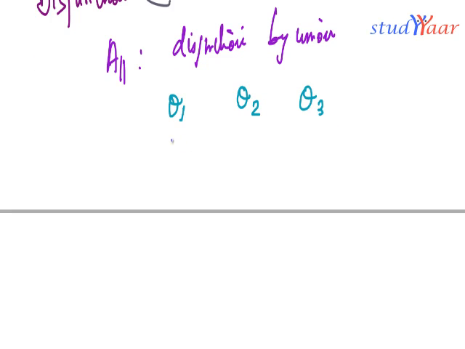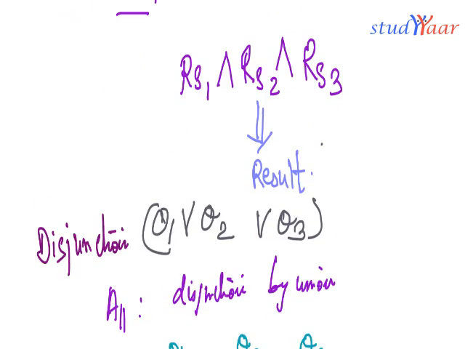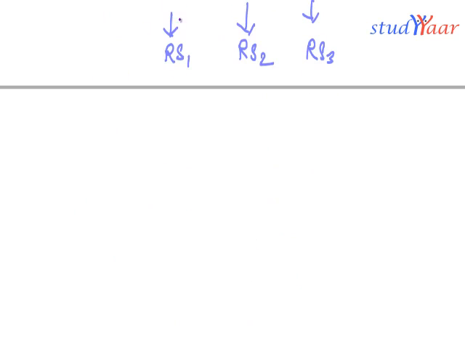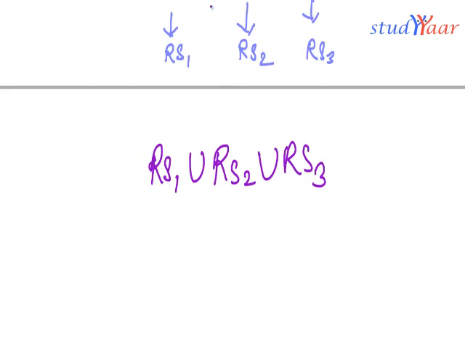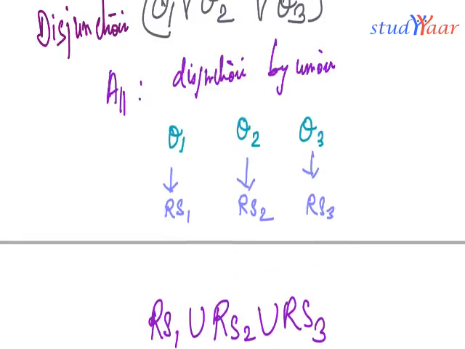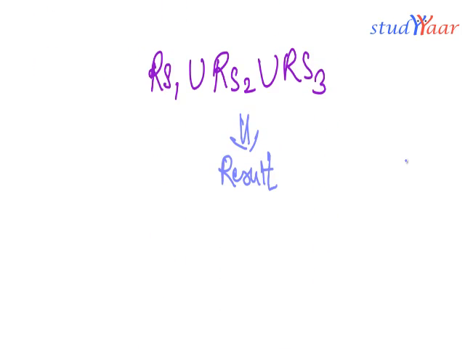It is similar to A10. Let's suppose here I have result set 1, here result set 2, and here result set 3. Now if I have to find the disjunction, I am going to take the union of all of them. So RS1 union RS2 union RS3 is going to be my result. My desired tuples which have either theta1 true or theta2 true or theta3 true would be in the union of RS1, RS2 and RS3.